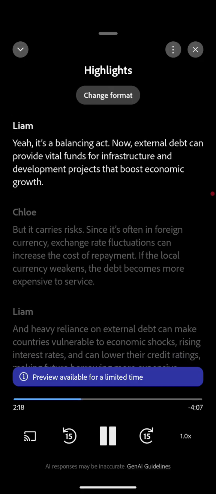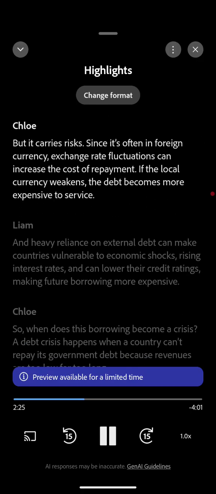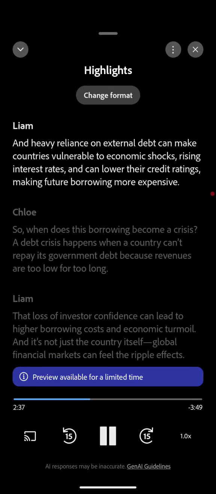Now, external debt can provide vital funds for infrastructure and development projects that boost economic growth. But it carries risks. Since it's often in foreign currency, exchange rate fluctuations can increase the cost of repayment. If the local currency weakens, the debt becomes more expensive to service. And heavy reliance on external debt can make countries vulnerable to economic shocks, rising interest rates, and can lower their credit ratings, making future borrowing more expensive.